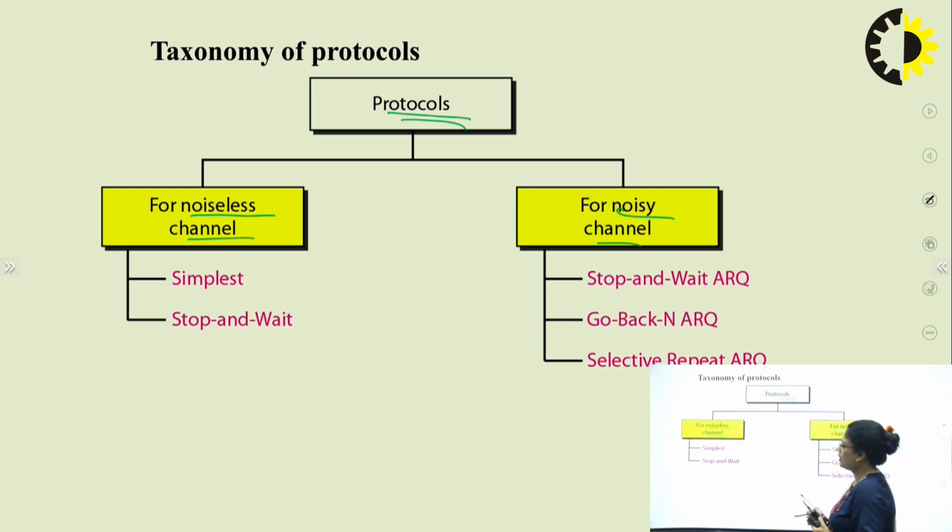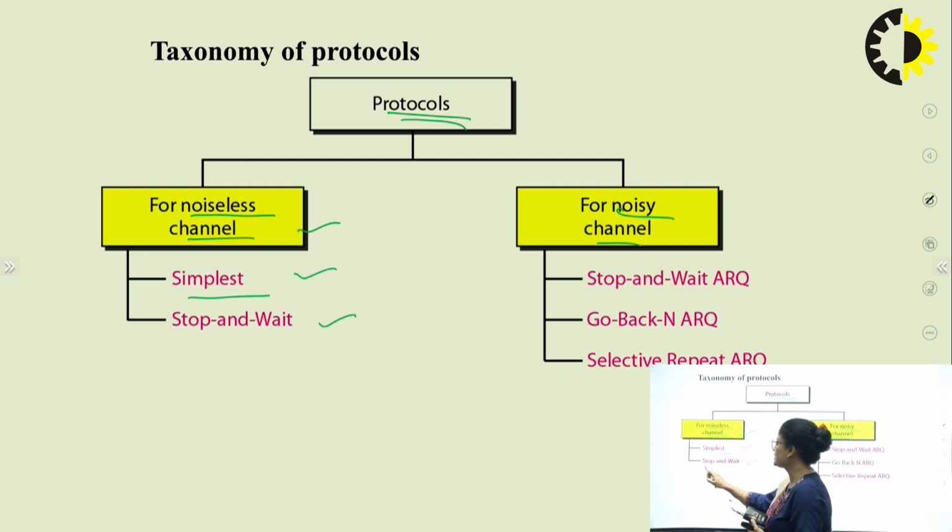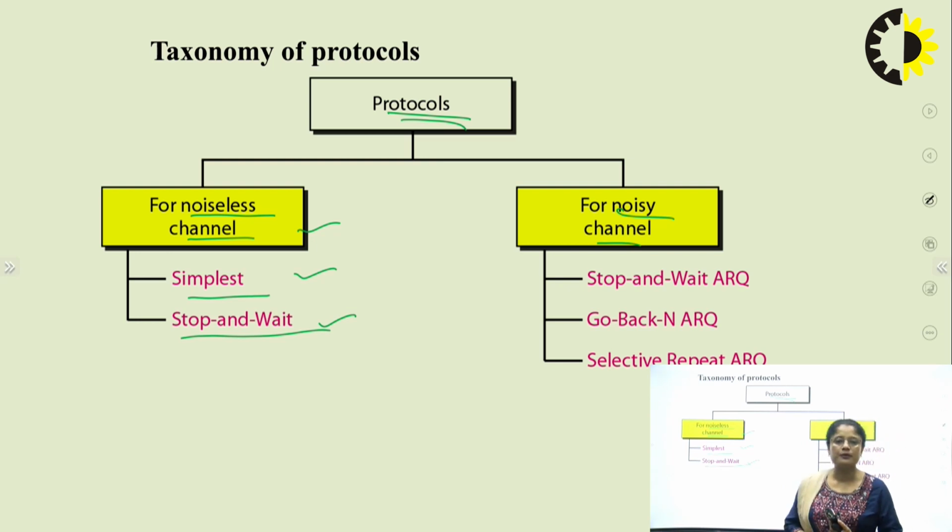We all know what noiseless and noisy channels are. A noiseless channel is an ideal channel which is devoid of any noise in the medium. Having no noise in the medium means that there will not be any errors in the data transmission, and we will have a free flow of data without any issues arising out of flow control and error control. So for the noiseless channel, we will be talking about two protocols: the simplest protocol and the stop and wait protocol. These are two very ideal protocols for a noiseless channel.